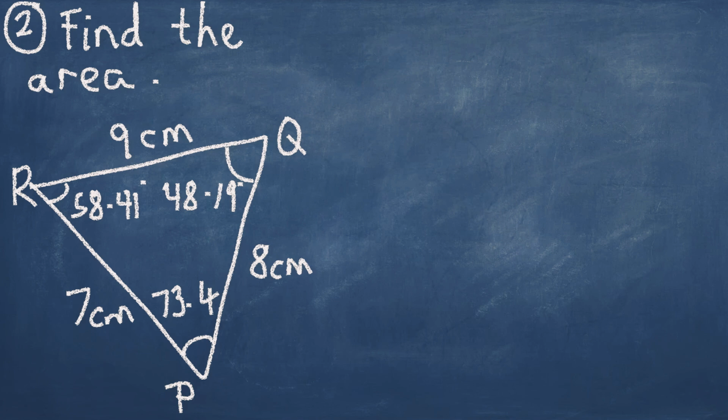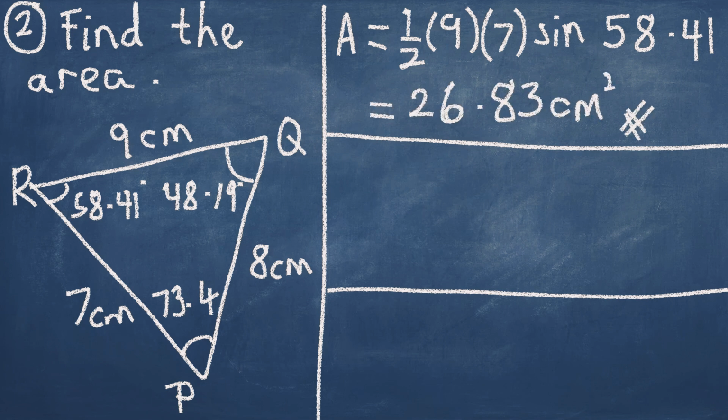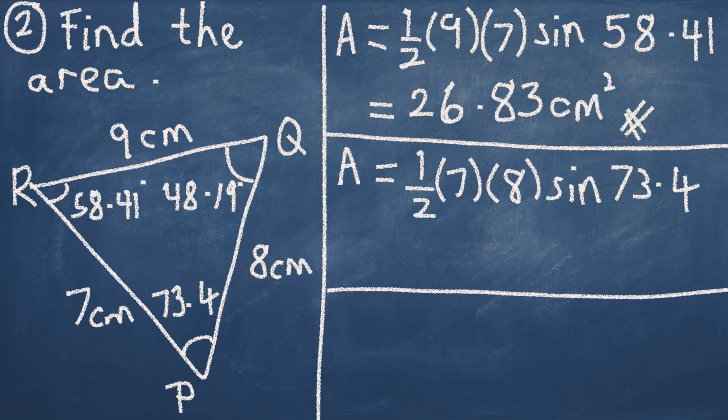Alright, the second example, we're going to find the area here. So I'll give you all the angles and all the sides, because you have to make sure you really understand the formula. The first one, if you use 9 and 7, the angle in between will be 58.41. So look at your triangle, 9 and 7, the angle in between is 58.41. So use that particular value, you can get the area of the triangle, 26.83 cm square. Or what if you use the below part, you use 7 and 8, the angle in between is 73.4.